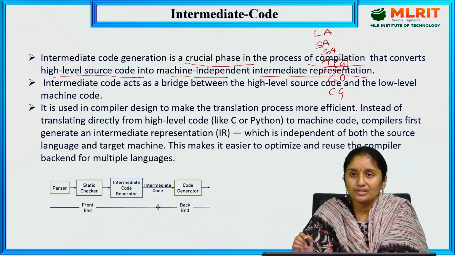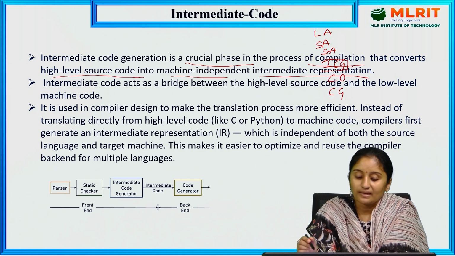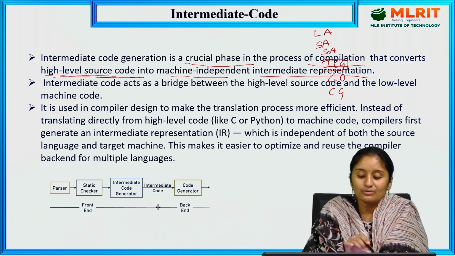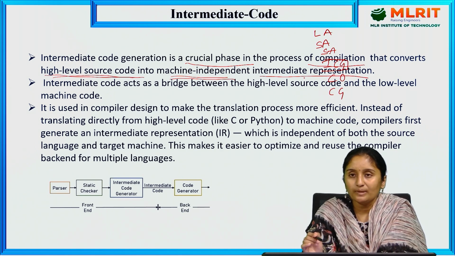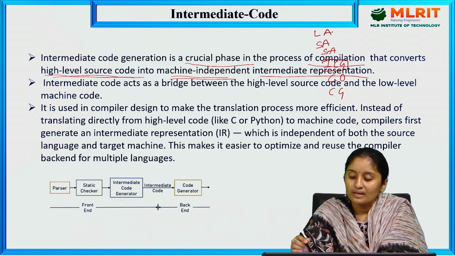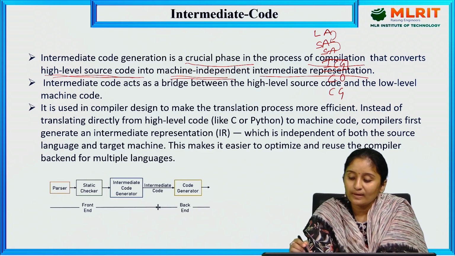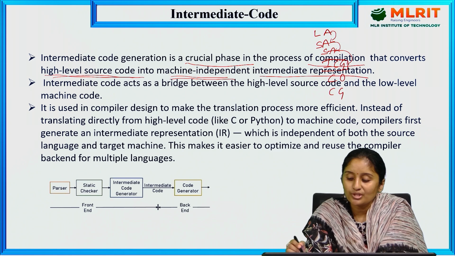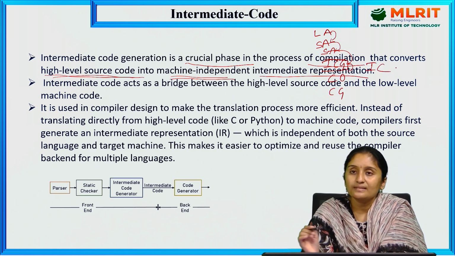The intermediate code generation is the fourth phase of the compilation that converts the high level source code into machine independent intermediate representation. The lexical analysis output goes to the syntax analysis, which generates the parse tree. This parse tree is given as input to the semantic analysis, which acts as a static checker and checks whether it is statically correct or not. Then it gives its output as input to the intermediate code generator, which generates the intermediate code.